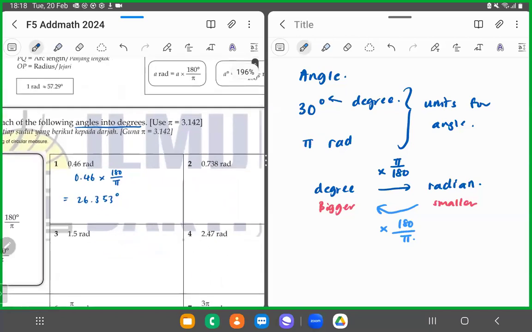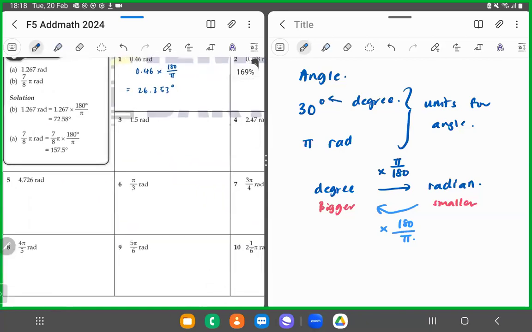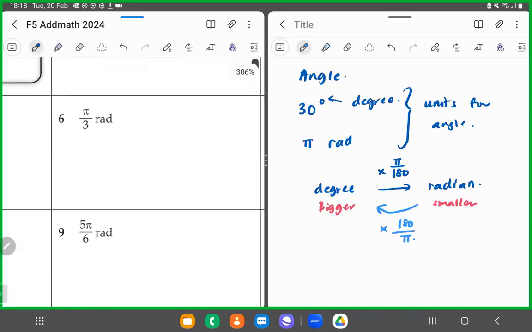Okay, let's try this one. What if I have pi here? This one, you see question number 6 here. You have pi over 3 radian. So pi over 3 radian, we do the same also.